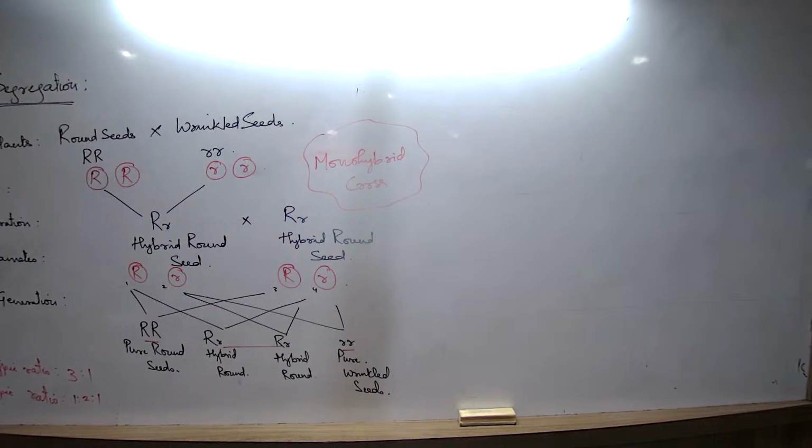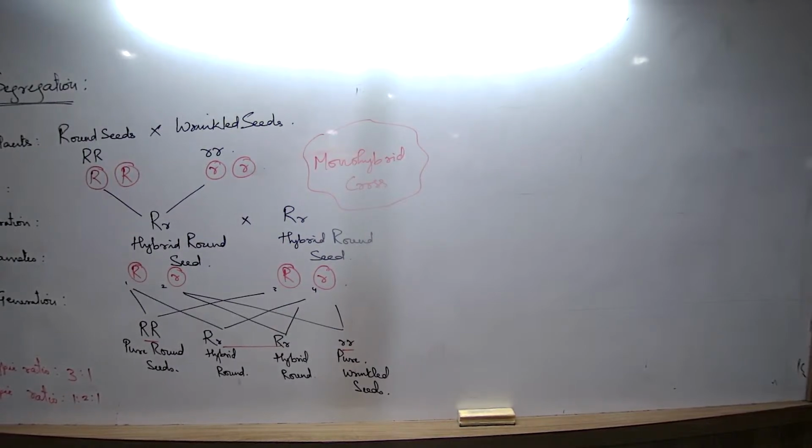Which character? What is the character we are studying? Shape of the seed. And the traits? Round and wrinkled. 7 characters we discussed, no? Height of the plant. Shape of the seed. Color of the plant. Color of the seed. Position of the flower. So these 7 characters you have to remember. Clear? Is this done? Monohybrid cross.